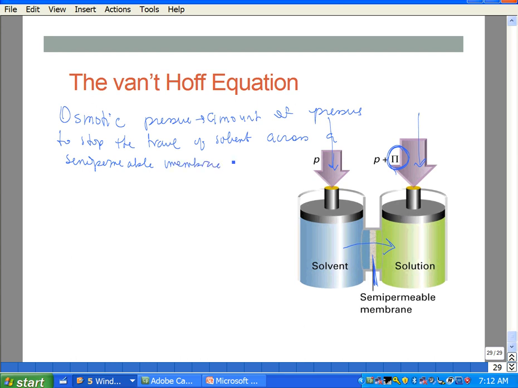Now that's some pretty writing right there. I don't know what y'all talking about. To stop. I don't know, Kelly. We about what and what. The travel, yeah, I think so. To stop the travel of a solvent across a semi-permeable membrane. I try sometimes. I'm trying now.